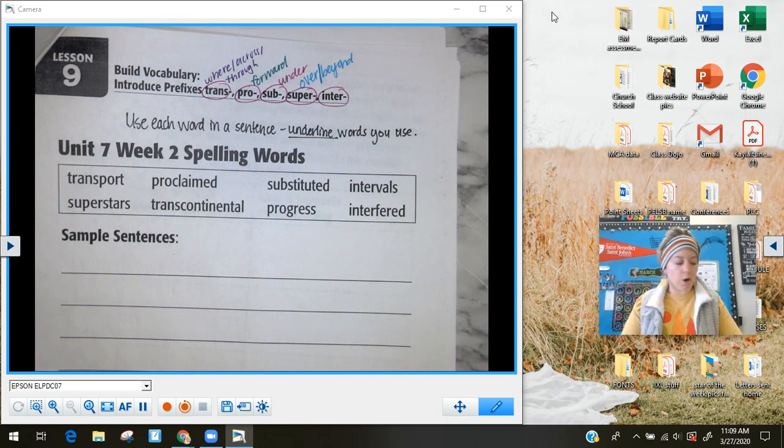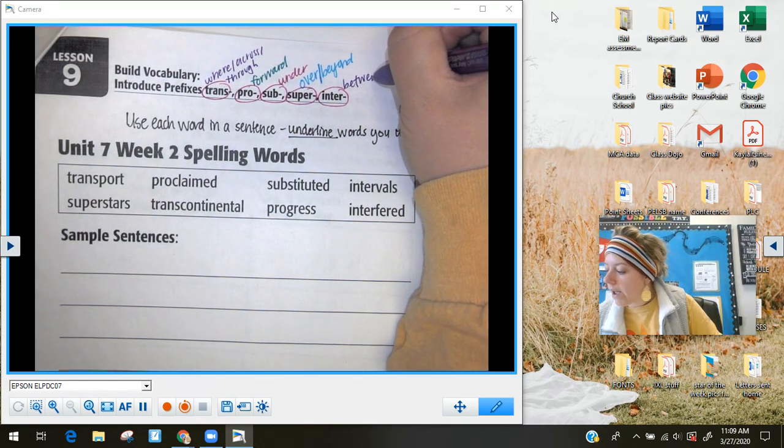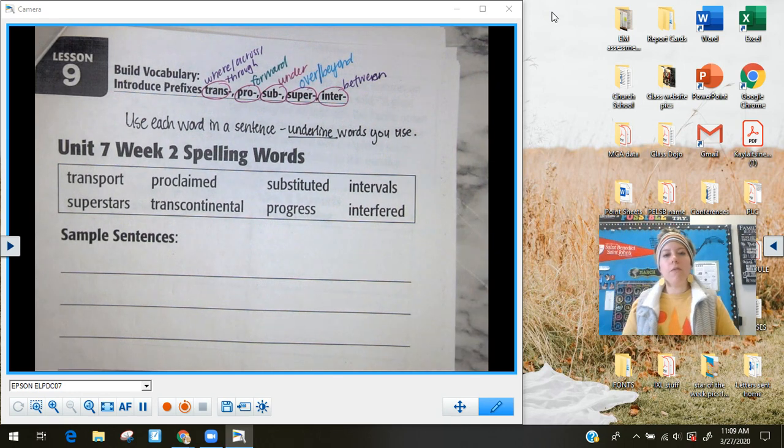And then finally, the prefix inter means between. So if you have the word interstate, like an interstate highway, those are highways that run between one state and another, okay?